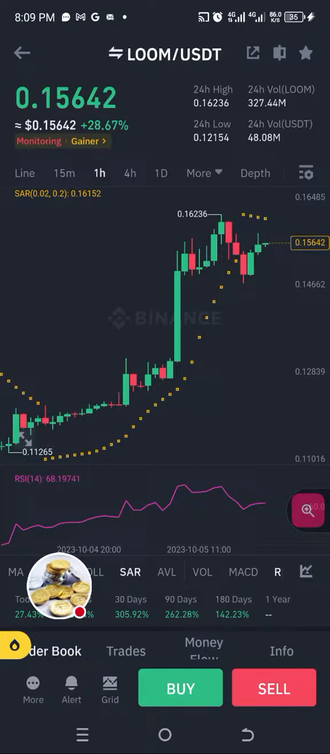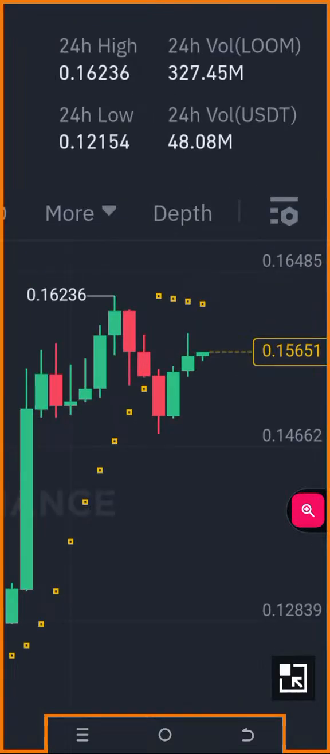Okay, so as you can see something here, take a good look. Let me enlarge this for you to see. Now, you'll see that right now, it's already on an upward trend. The only problem I'm looking at here is that I'm seeing that the parabolic stars had started pushing down.